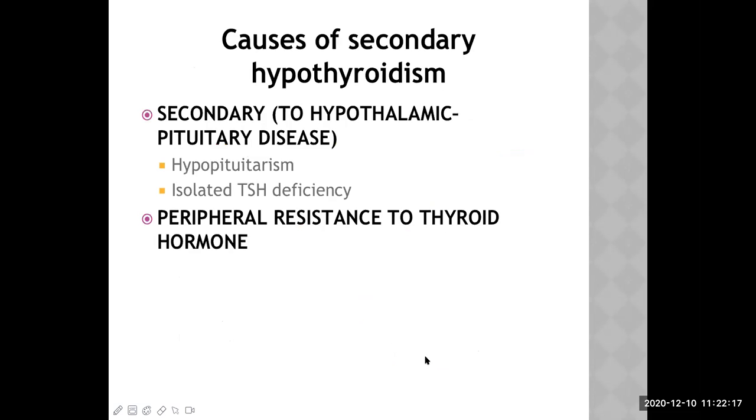Now, what about the secondary? Secondary means there is something wrong in the hypothalamic-pituitary axis, like hypopituitarism, when the overall pituitary gland is underworking, or there may be isolated TSH deficiency, where only TSH is decreased. Both can cause hypothyroidism, but that is very rare in comparison to the primary one. Another cause may be peripheral resistance to the thyroid hormone. That is not that common in clinical practice, but you can think about that as one of the causes.